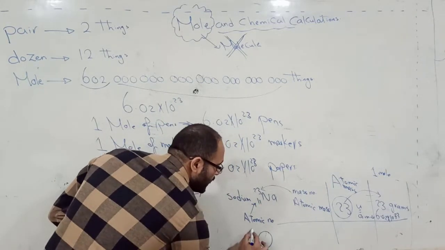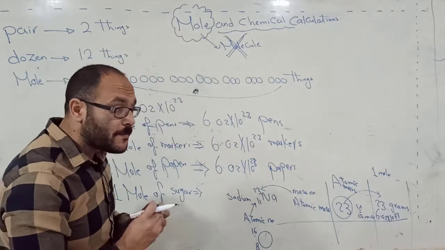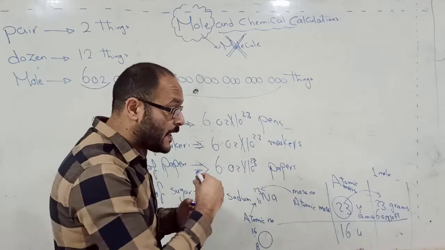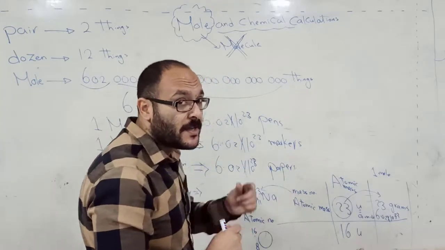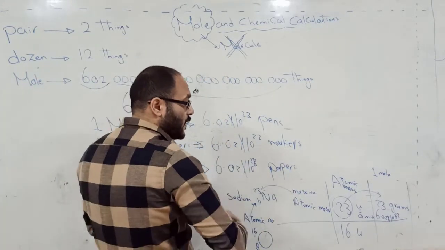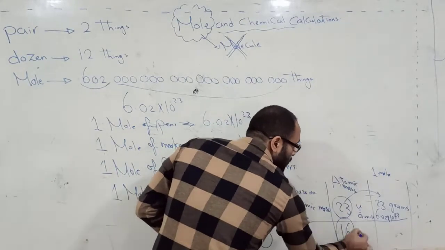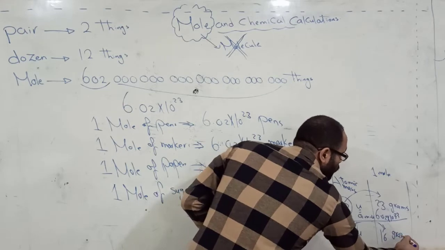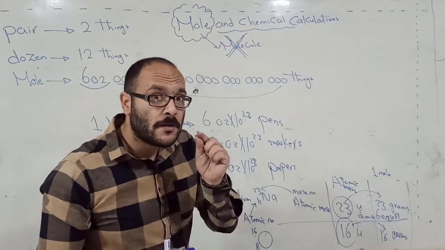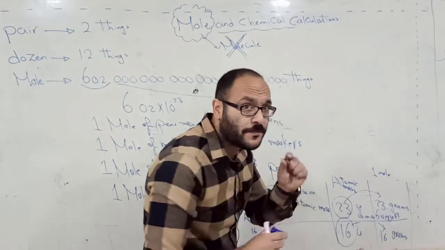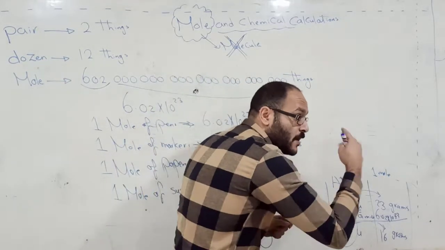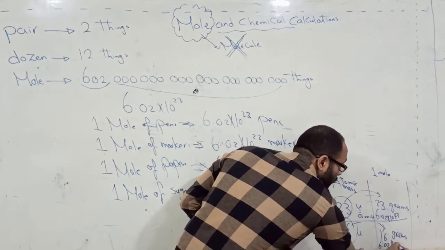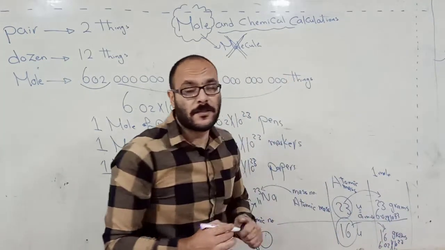Also, if we're talking about another element like oxygen, 8 and 16, the atomic mass of oxygen equals 16 units or AMU, atomic mass unit. Avogadro said that if we took the same number of atomic mass but in grams, 16 grams, you will have 1 mole. If we count the number of particles or atoms in 16 grams, they will be 6.02 times 10 to the power 23.